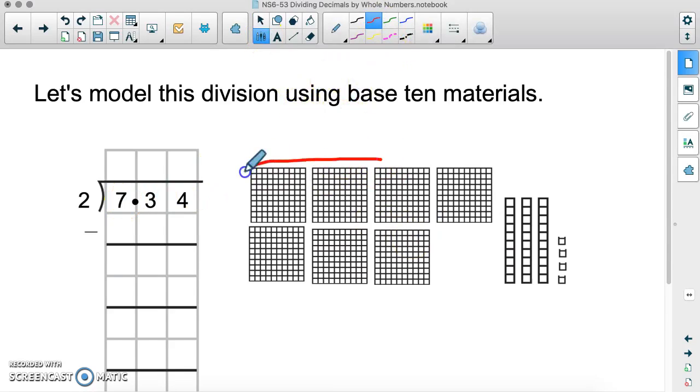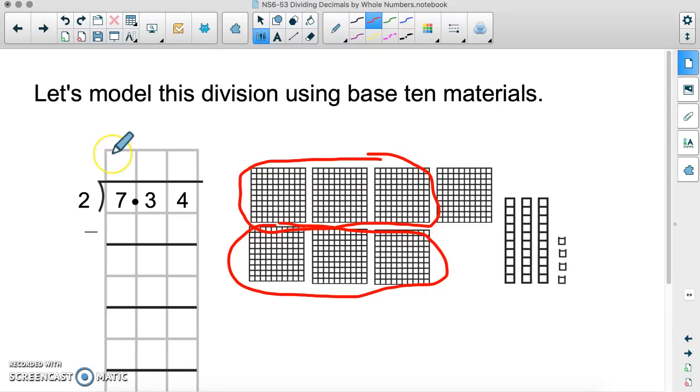Well, I can make 2 even groups of 3. Okay, so 7 divided by 2 is going to be, how many ones are in each group? Well, we have 3 ones in each group. And how many were placed in groups? We have a total of 6 blocks because 2 times 3 is 6. And I can also see that I have 1 ones block left over, so 7 minus 6 is 1.